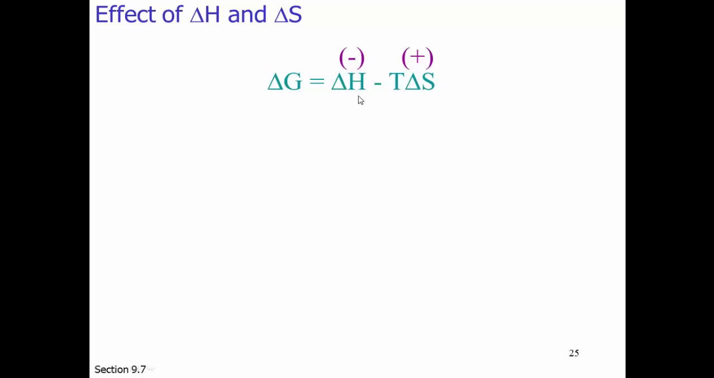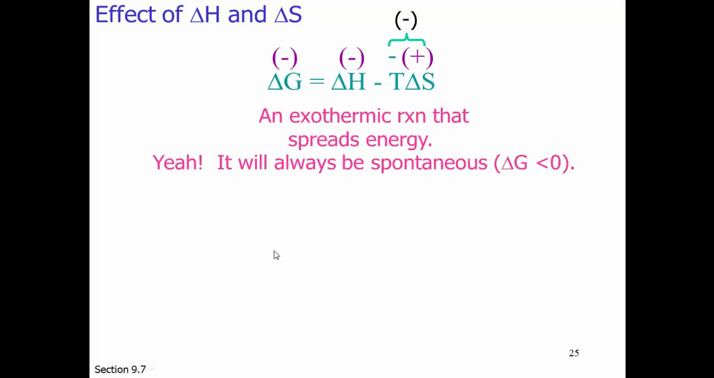Our first situation has delta H as negative and delta S as positive. A negative times a positive, because remember this is minus T in front, will make this term negative. If you add two negative values together, what do you get? Always a negative value. So this is a great reaction as far as Mother Nature is concerned. It's an exothermic reaction that spreads energy. It will work anytime and be spontaneous.